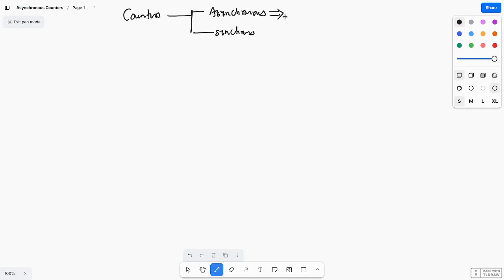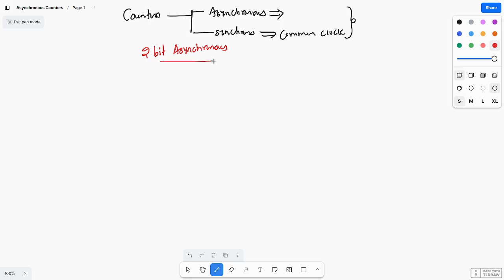That means one flip flop triggers first, and when you get the output of that flip flop, only then does it act as a clock for the next flip flop. Whereas in a synchronous counter, a common clock is given to all the flip flops, with positive edge and negative edge of the clock. So today our discussion is about the 2-bit asynchronous counter.